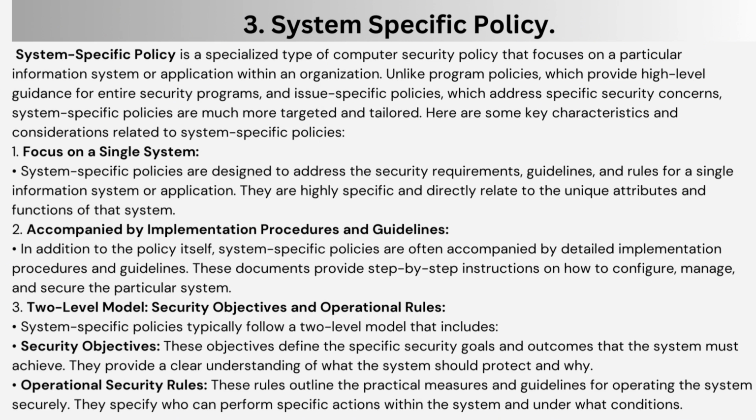Two-level model: security objectives and operational rules. System-specific policies typically follow a two-level model that includes security objectives. These objectives define the specific security goals and outcomes that the system must achieve. They provide a clear understanding of what the system should protect and why. Operational security rules outline the practical measures and guidelines for operating the system securely. They specify who can perform specific actions within the system and under what conditions.